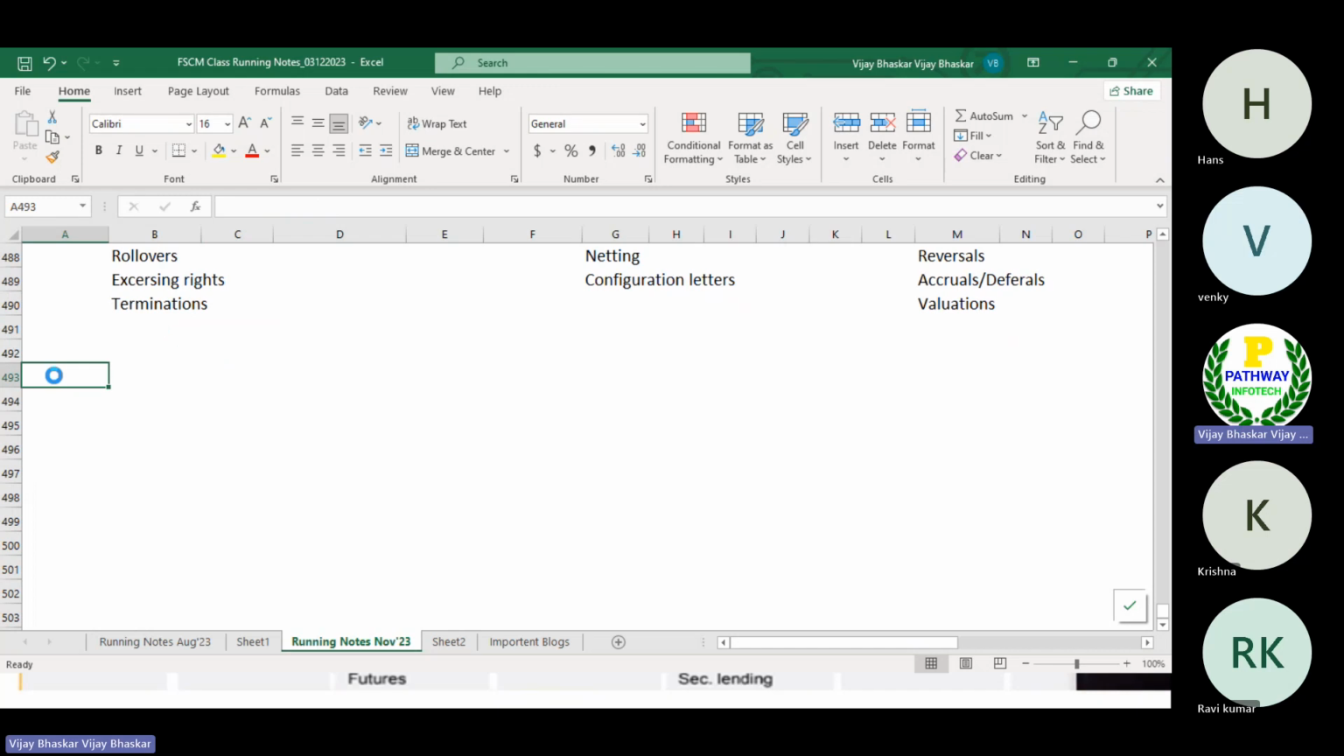Now let us discuss a few things here. Product type. So what is meant by product type? You are going to keep on hearing product type. In SAP terminology, we should not call it shares. We should not call it bonds. We should call them products, product types.